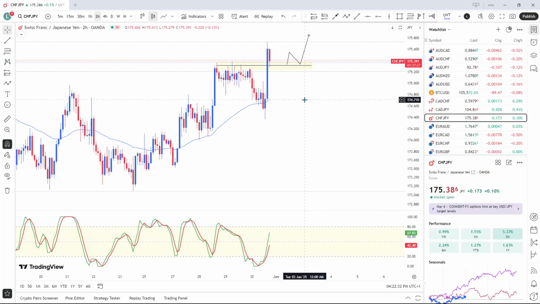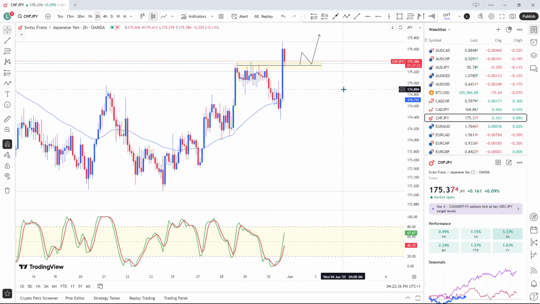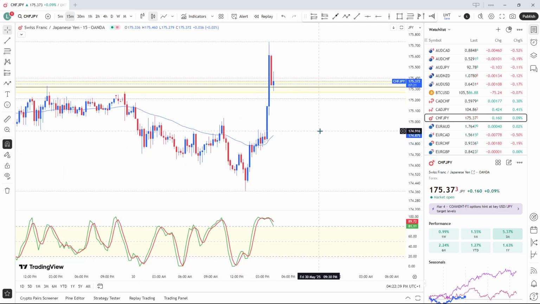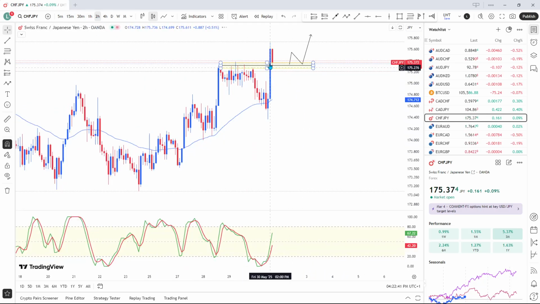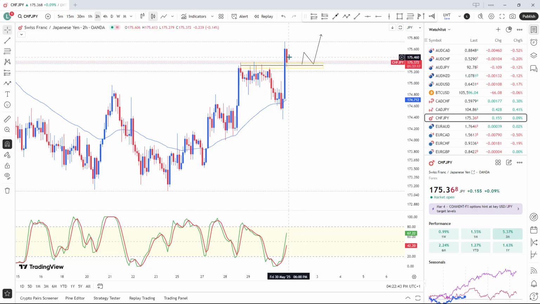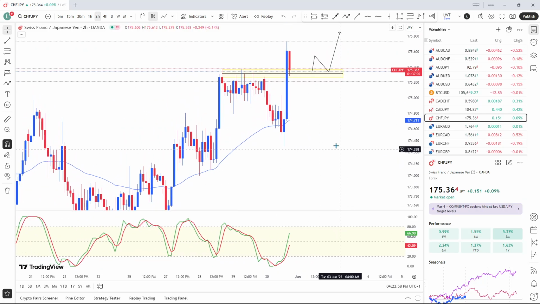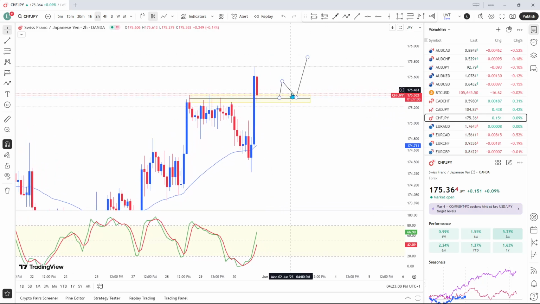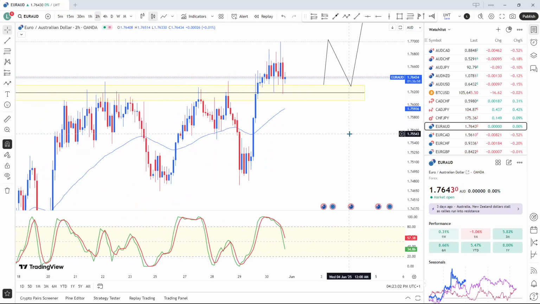CHF JPY, okay, looks like we've had that push. Like I said, I would only be interested in looking for buys above. We're now above, so we just need a little bit of a push up to create a gap. See how we've got a gap here? We don't want to be buying on a candle right next to it. We want a couple of candles, a little bit of space behind it before entering. So I'm looking for a buy on that.